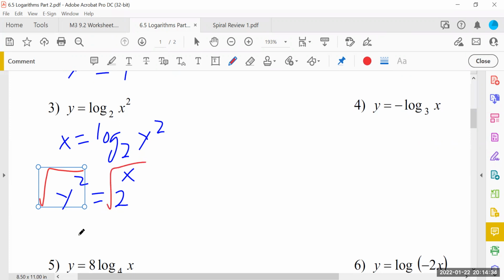Take the square root of both sides. Get y is equal to the square root of 2 to the x power. That would be our inverse function for that guy.